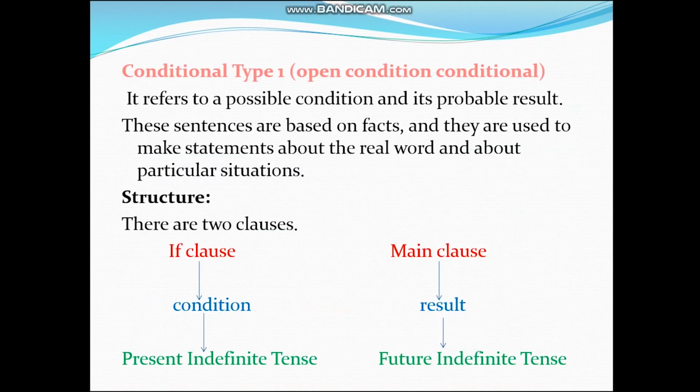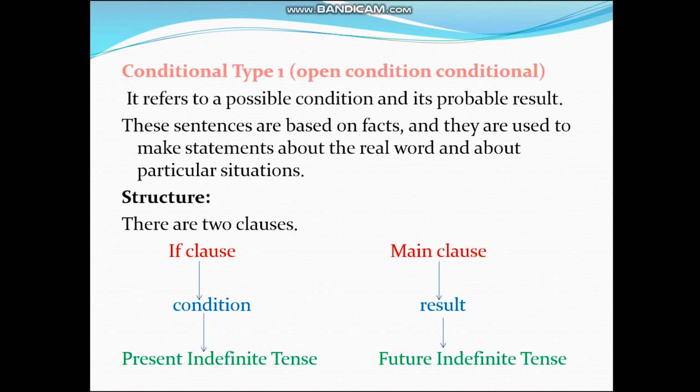Now, conditional sentences type 1. Open condition conditionals. You know, conditional sentences are such kind of sentences in which there must be one condition and the second part of that sentence will be its result. So, it's a definition. It refers to a possible condition and its probable result.